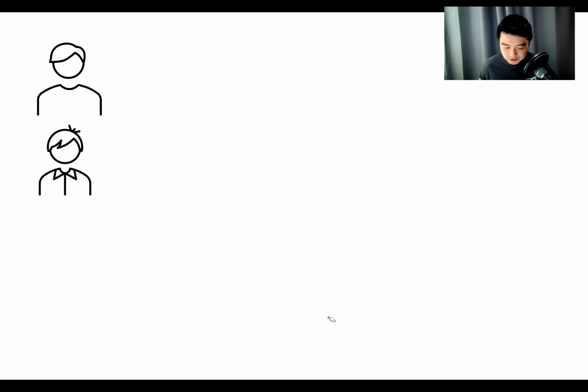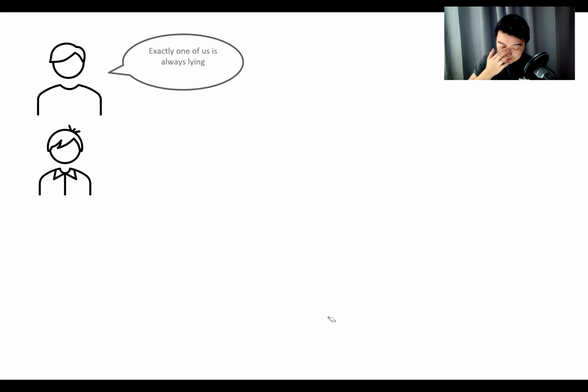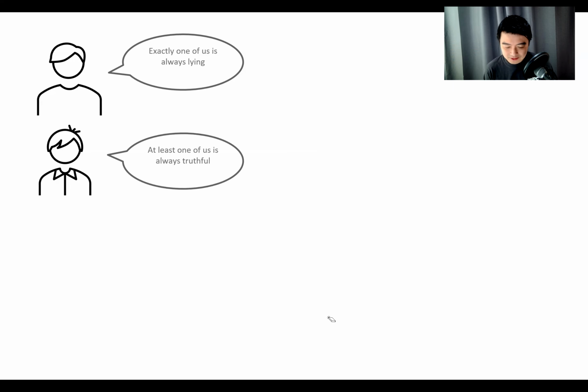So let's say you go to an island, and there's only two people on the island, and these two people are telling you things about themselves. The first person says, exactly one of us is always lying. Lying means that they are falsifying what they say. And the other person says, at least one of us is always truthful. So at least one of us is always telling the truth.